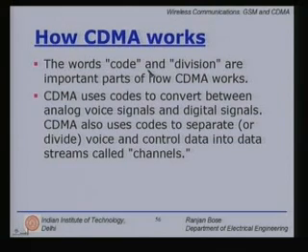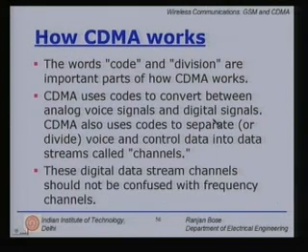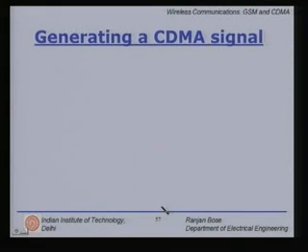So the basic idea is to have some kind of a spreading code, which is usually generated using a PN sequence, which converts the basic voice signals into digital signals and uses these codes to have separate channels. These digital stream data channels should not be confused with frequency channels. It is completely different. We have another dimension in space, the code axis.